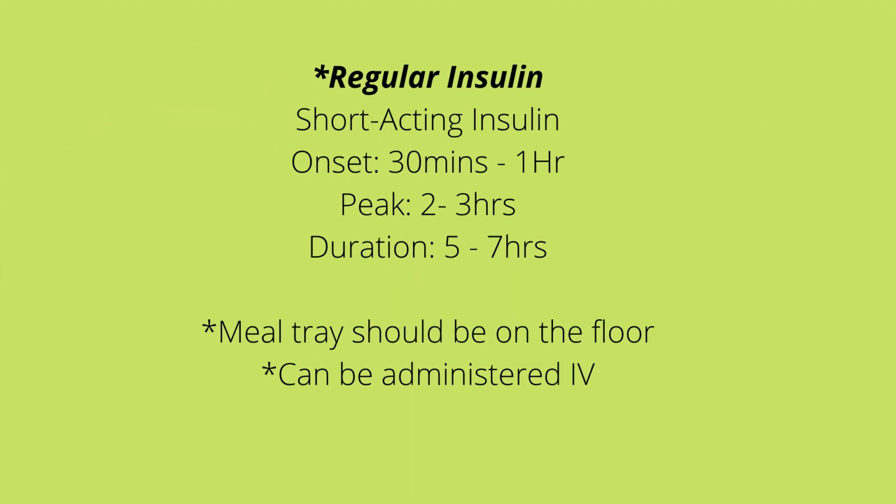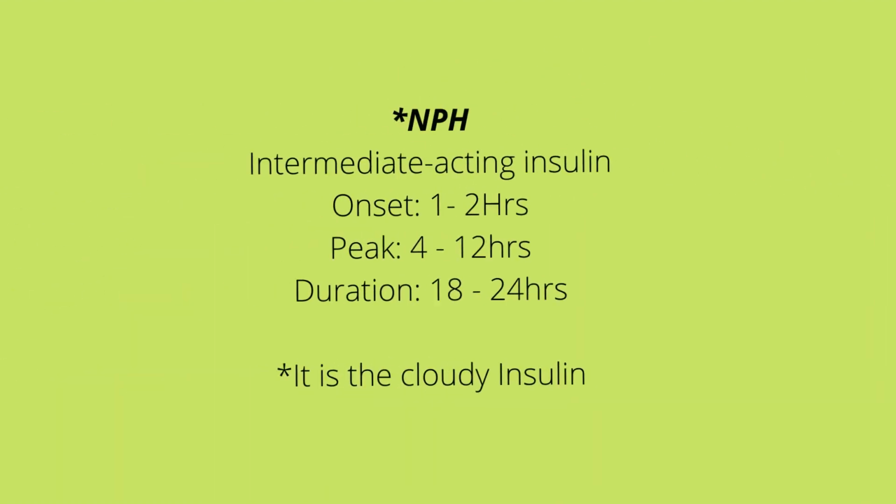Regular insulin is also known as short-acting insulin. Onset is between 30 minutes to an hour. Peak is between 2 to 3 hours. Its duration is between 5 to 7 hours. With this insulin, the meal tray could be on the floor when administering this medication. This medication is also administered IV because it's clear.